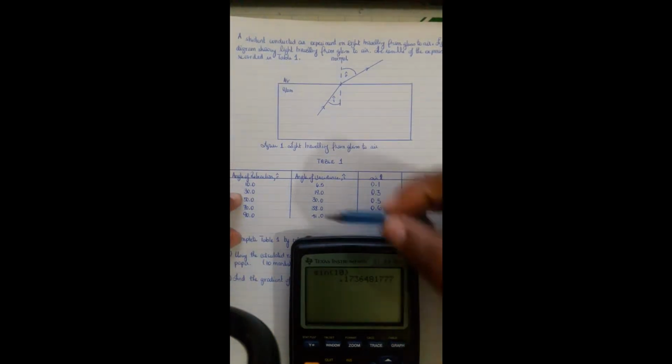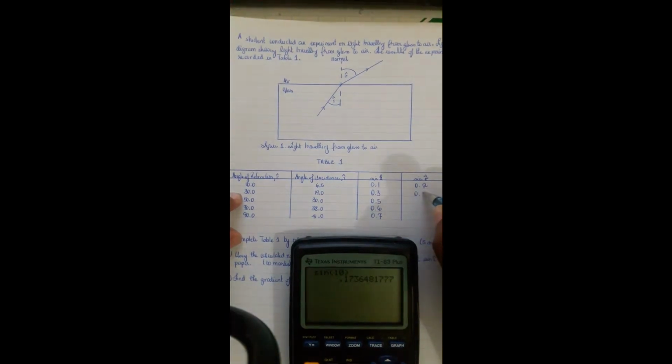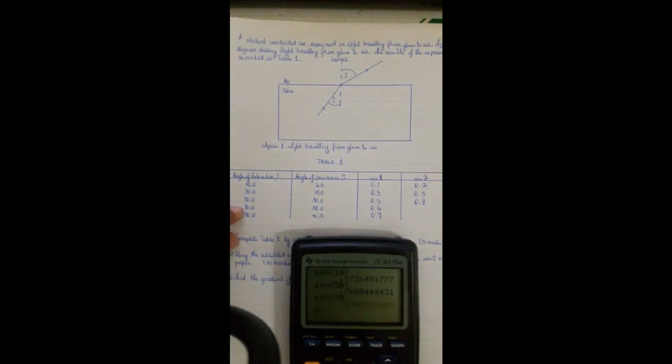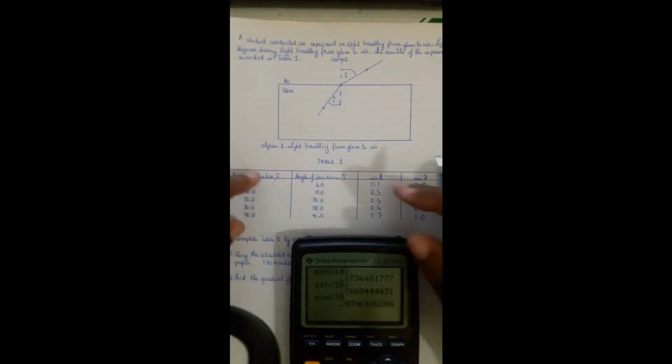Sine 10 is 0.2. You see this number, because it's 5 and up, is higher than 4, you can bump up this number to 2. Now we're going to do sine 30, which was done here, which was 0.5. Then sine 50, which is 0.8, and then sine 70, 0.9, and then sine 90 is 1. Everything had one decimal place, so we just follow suit with that.